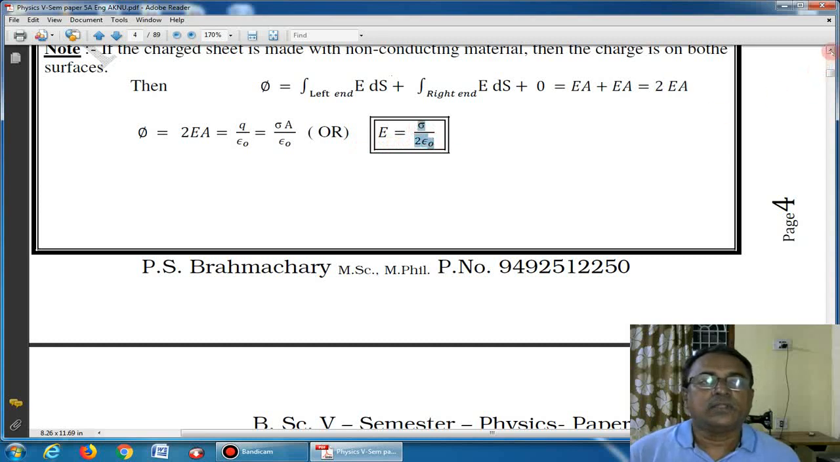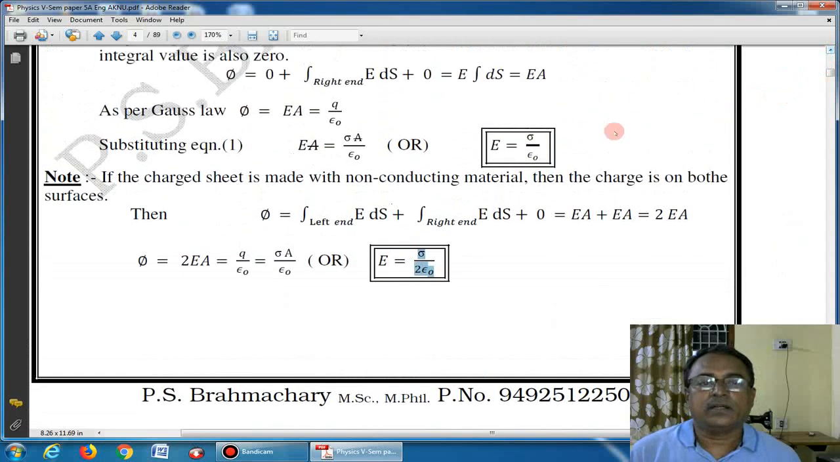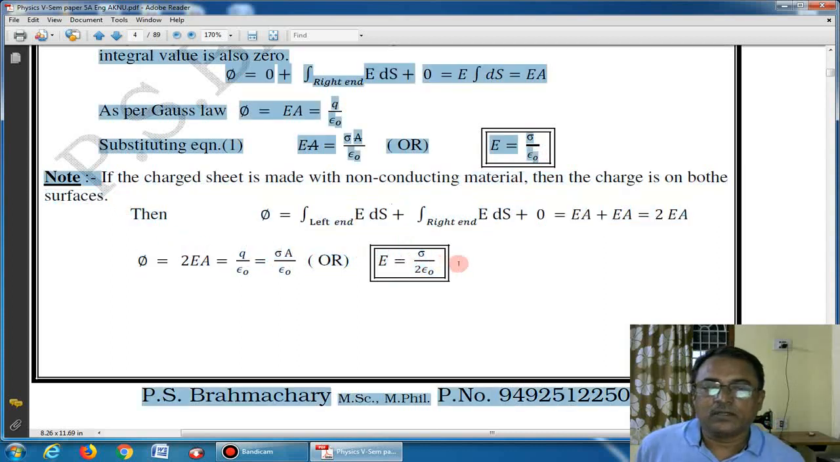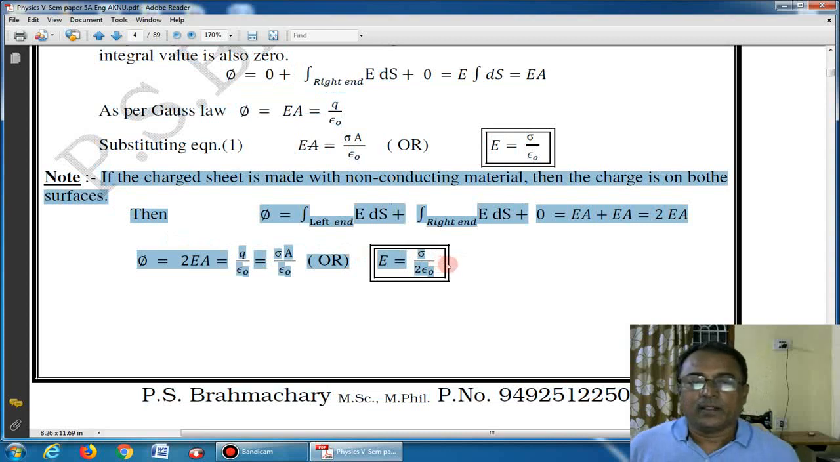So if the sheet is a conducting sheet, then E is equal to sigma by epsilon naught, and if it is a non-conducting sheet, then the electric field intensity is equal to sigma by 2 epsilon naught, and this case is not in our syllabus even though I explained it. So it needs no derivation, and the final steps can be changed like this.